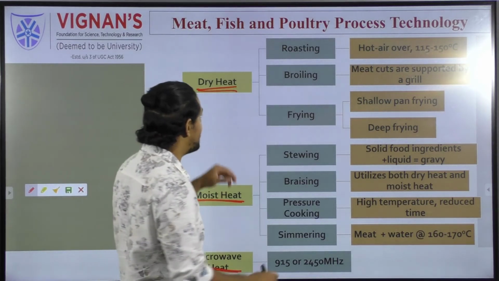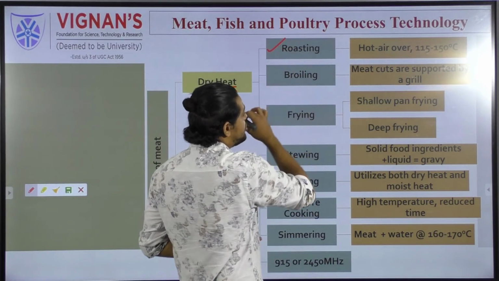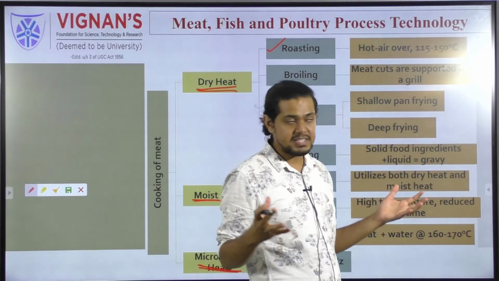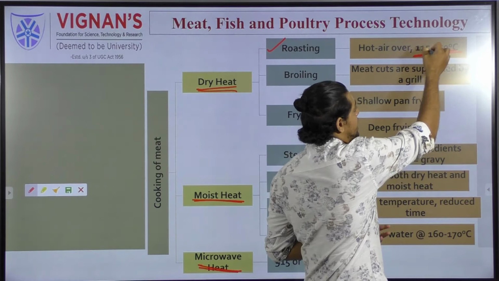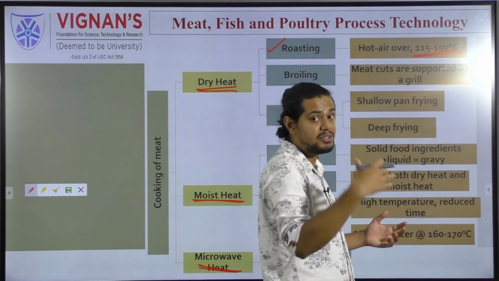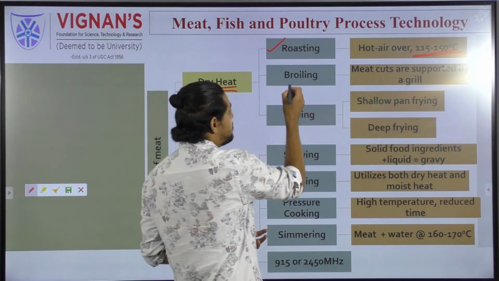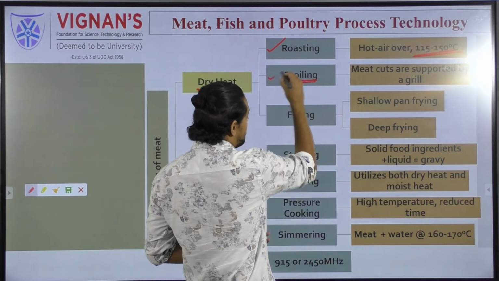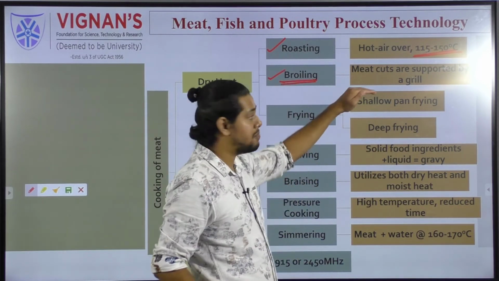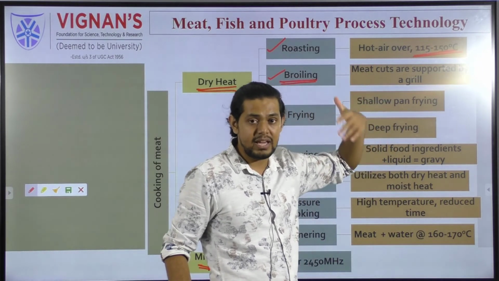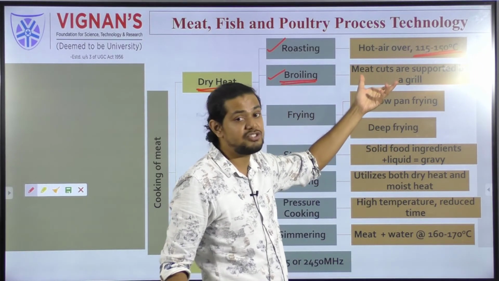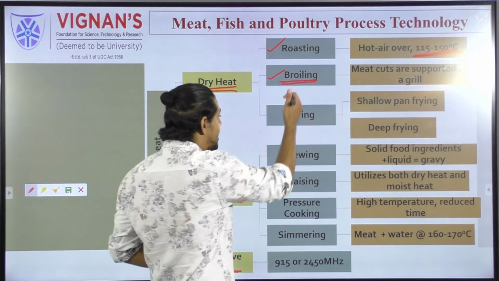Okay, so in case of dry heat we have roasting, which is nothing but where a hot air oven is used, and the temperature that is used in case of roasting is 115 to 150 degrees centigrade, which is the highest temperature. And next one is broiling. Okay, so in case of broiling, the meat cuts are supported by a grill, and they will be eventually grilled. Okay, so that is nothing but broiling.